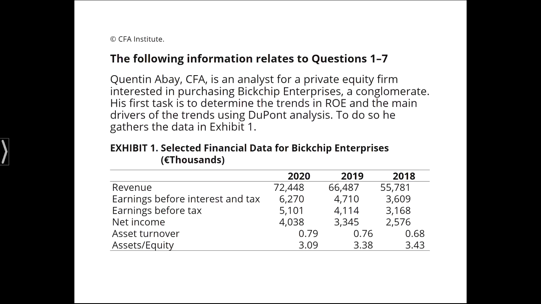So I see that and immediately I'm thinking, well, 3 or 5 stage DuPont, what do they want here? To do that, we've got the data in Exhibit 1. And when we look at the data in Exhibit 1, we've been given revenues, we've been given EBIT, earnings before interest and tax, earnings before tax, and net income, which means we could do either 3 or 5 stage DuPont here. So I'm going to let the questions guide me when I come to them. If I can get away with 3 stage DuPont, it's a bit quicker, so I'll use that.